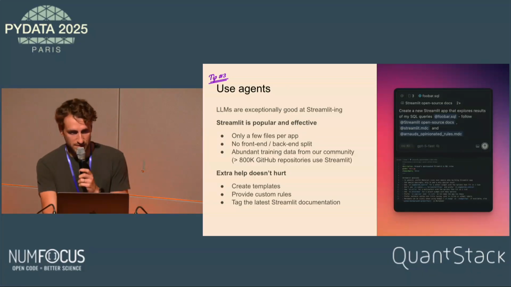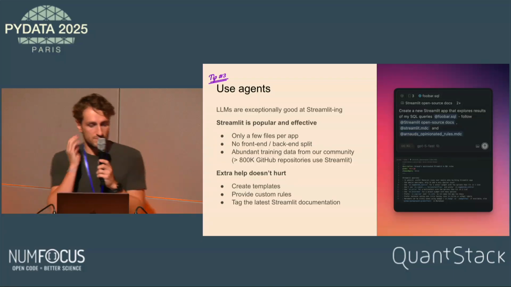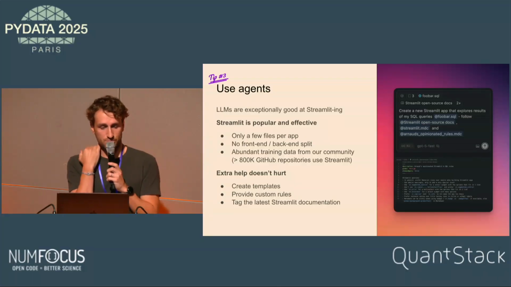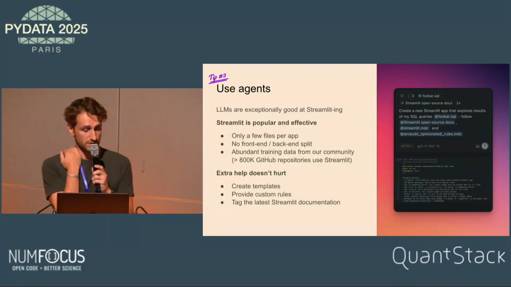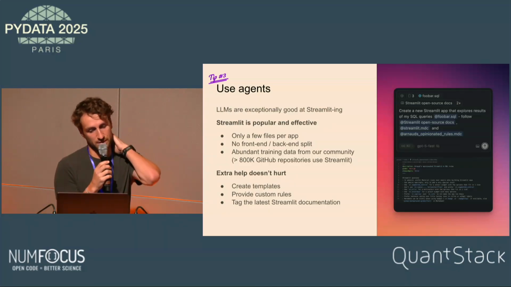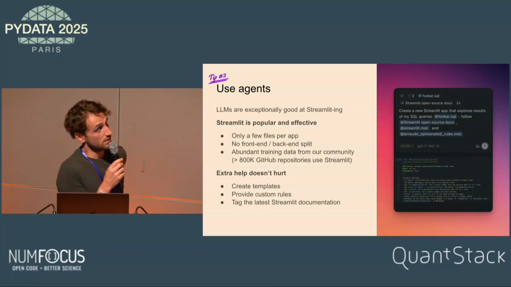And the last tip I want to give you is to use agents. LLMs are very, very good at writing Streamlit code. The reason is Streamlit is pretty popular and it is really effective. There are only a few files per app, and there's no front end or back end split. As a result, the LLMs are super token effective.